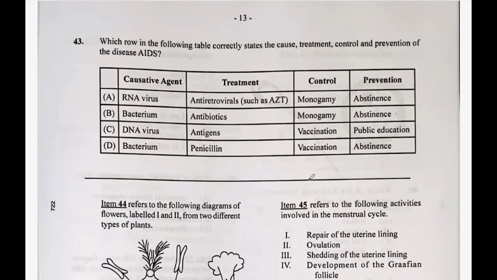Question 43. Which row in the following table correctly states the cause, treatment, control, and prevention of the disease AIDS? Just looking at the table, you see antiretroviral drugs already as the treatment, and that already becomes the answer. Yeah, monogamy for control, abstinence, yes, those all just support the correct answer. That is A.